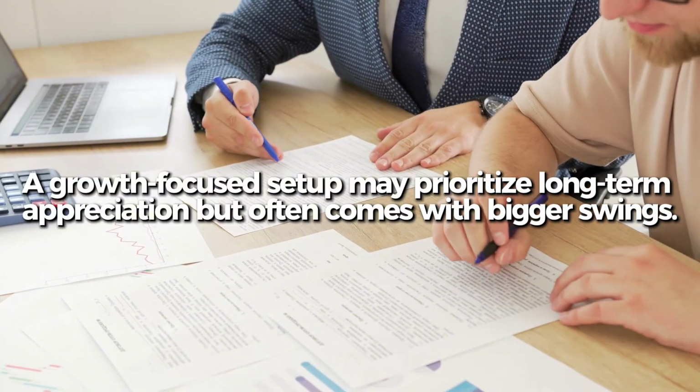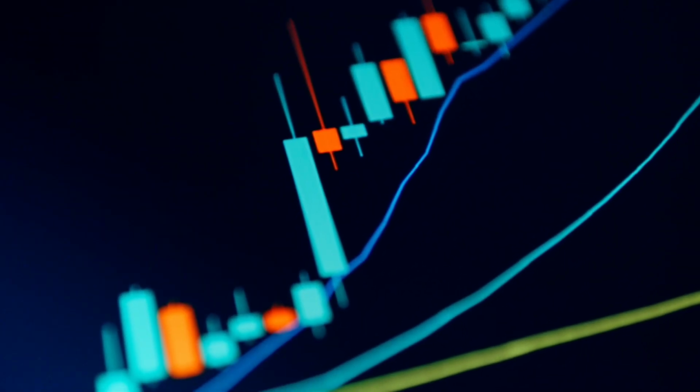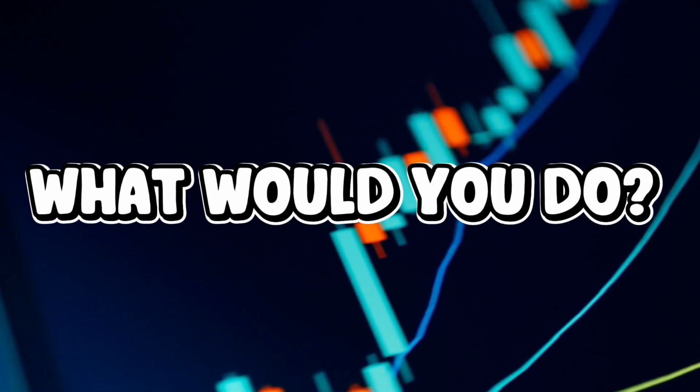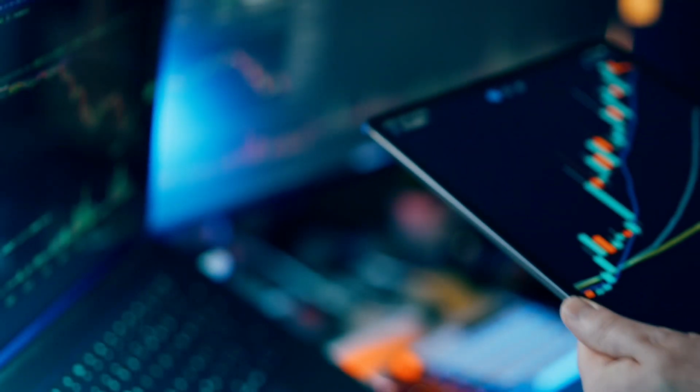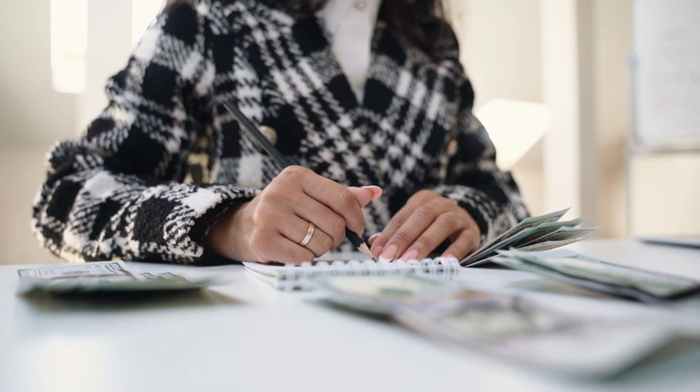Now ask yourself something. If your portfolio drops significantly, what would you actually do? Because risk tolerance sounds easy when markets are calm. It feels different during stressful periods. This is why human judgment still matters.